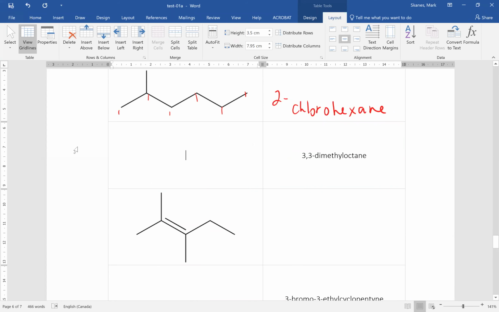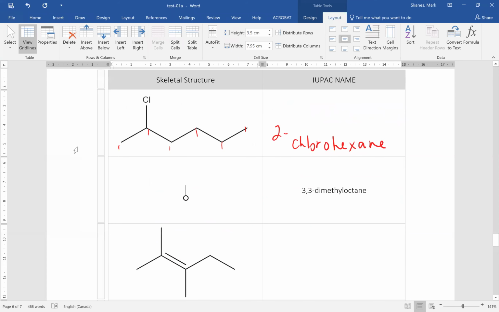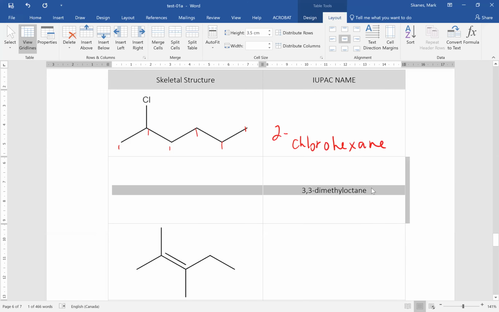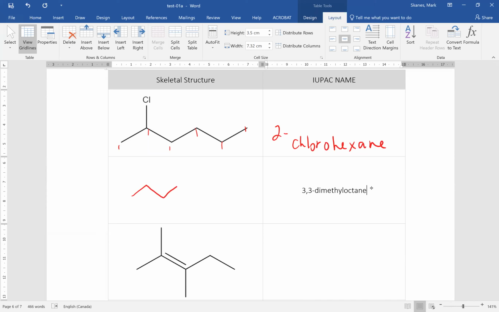Okay, so the next one, 3,3-dimethyl octane. So I start with octane. I have no idea what that dot is on my screen there, guys. Technical difficulties. I'm not used to writing in Microsoft Word. So, octane: 2, 3, 4, 5, 6, 7, 8. And then on the third one, I draw 2 methyls. Okay, you get the idea. Microsoft Word is making my images shift a little bit, but there's 3,3-dimethyl octane.